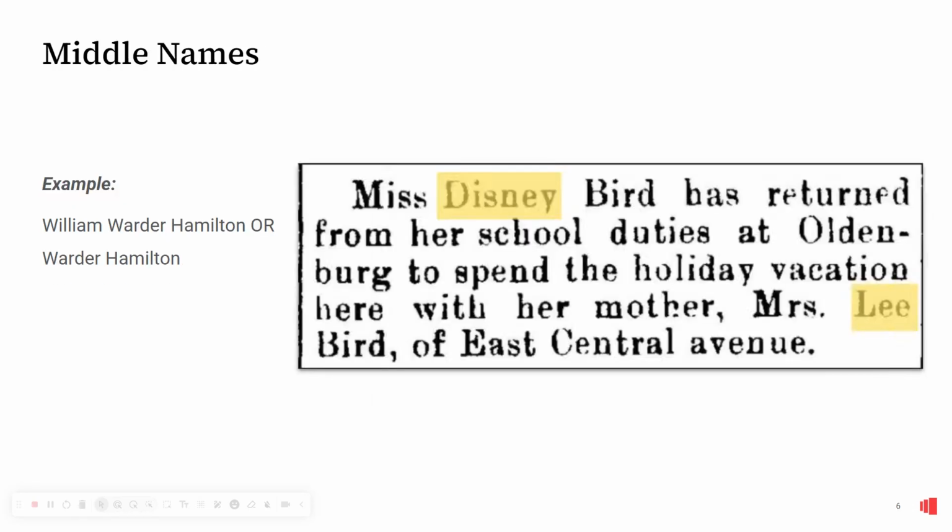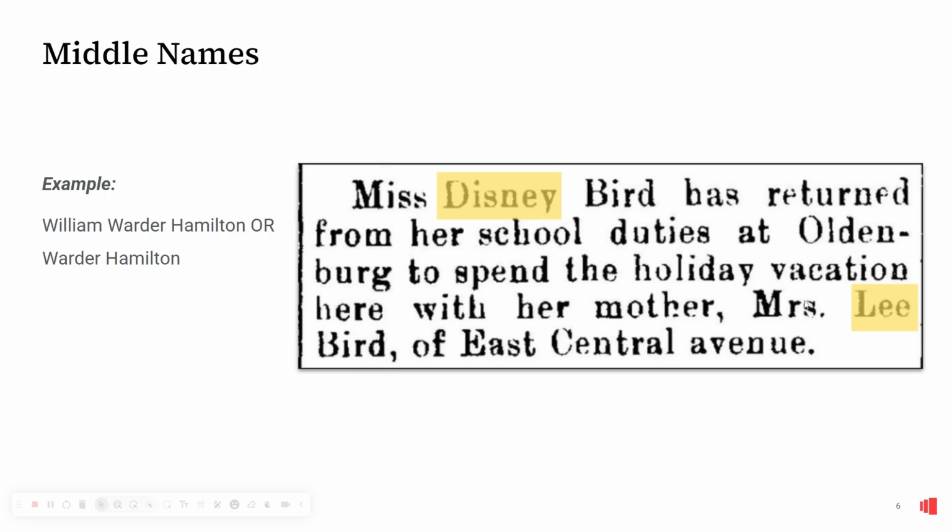Middle names. This one I'm always fascinated by. I have this example here on the left, my great-grandfather, one of my great-grandfathers, William Warder Hamilton, but many times in the newspaper he was depicted as Warder Hamilton. And I have 2 others in this newspaper clipping, my great-grandmother and her mother both. Her name was Sally Disney Bird, but more often than not, she was referred to as Disney, so I find her like that in the newspaper a lot of times.